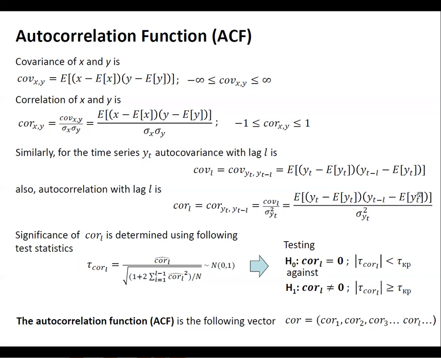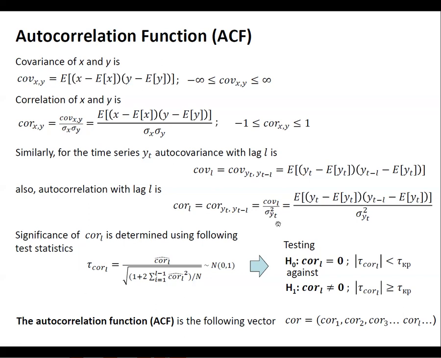Similarly, autocorrelation with lag L, denoted as cor L, is the correlation of the indicator YT and YT shifted by L lags back, and it will be the covariance with lag L divided by the variance of the analyzed time series. The series is stationary. Therefore, the standard deviation of the original series and the standard deviation of the series shifted by L lags back are equal.